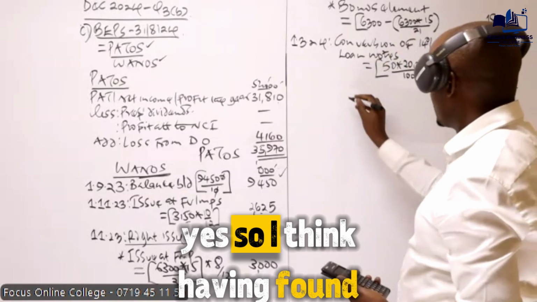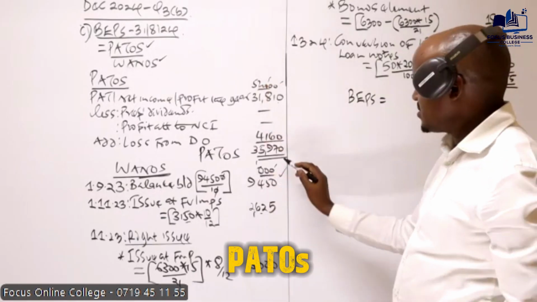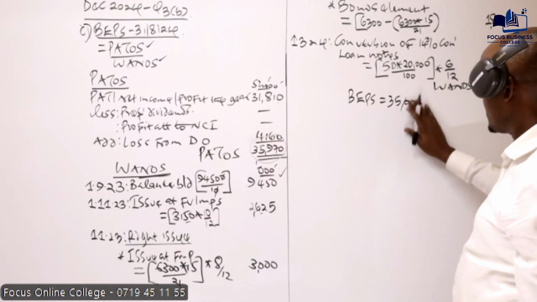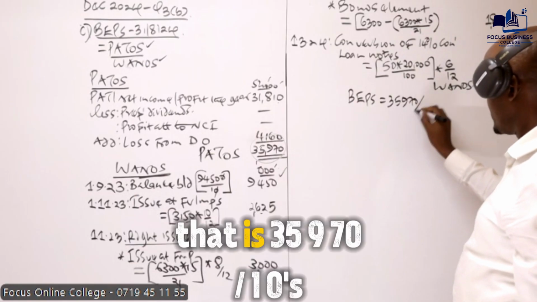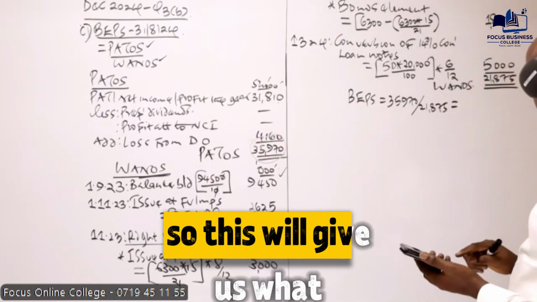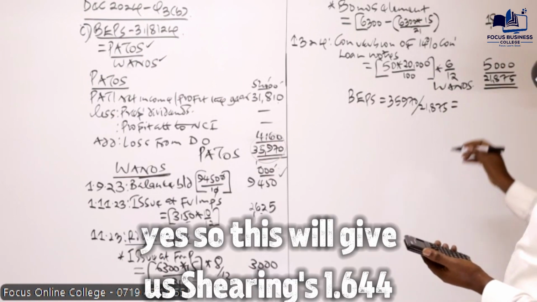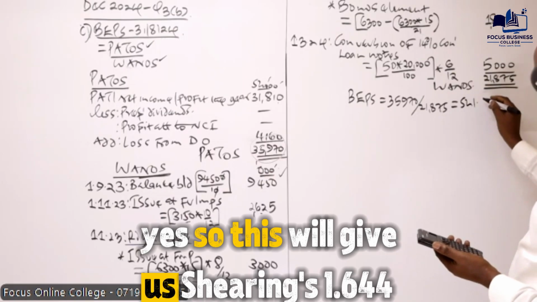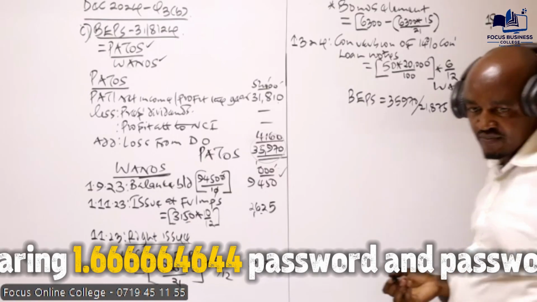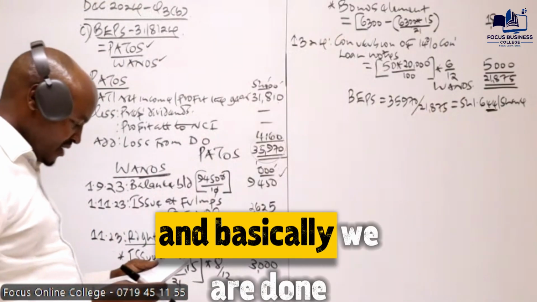Yes. So having done that, we move and compute the basic earnings per share, which will be equal to PATOS, which we already have here, 35,970, divided by the weighted average number of shares, which is this one, 21,875. So this will give us shillings 1.644 per ordinary share. And basically we have done.